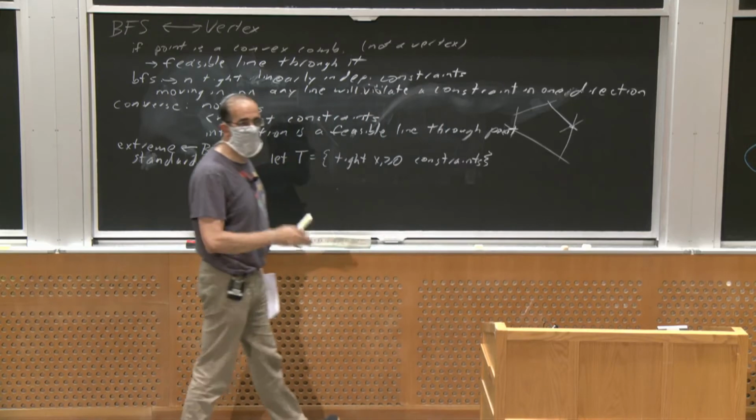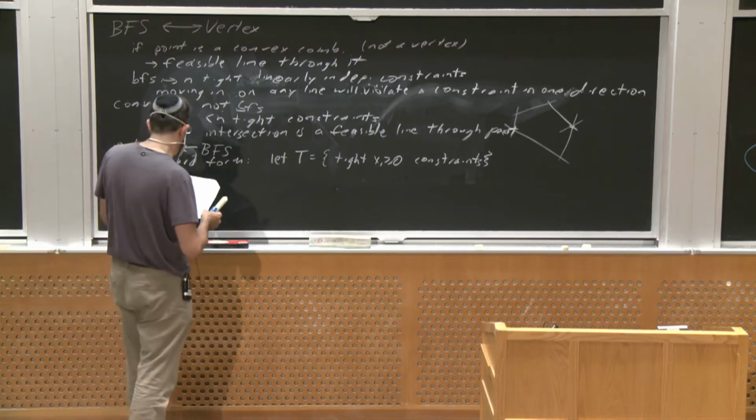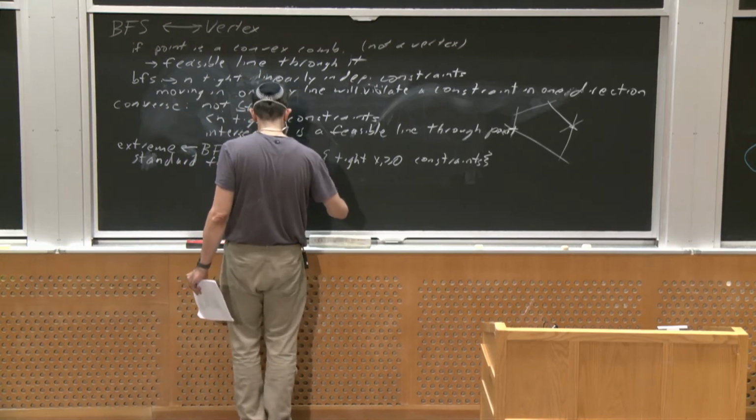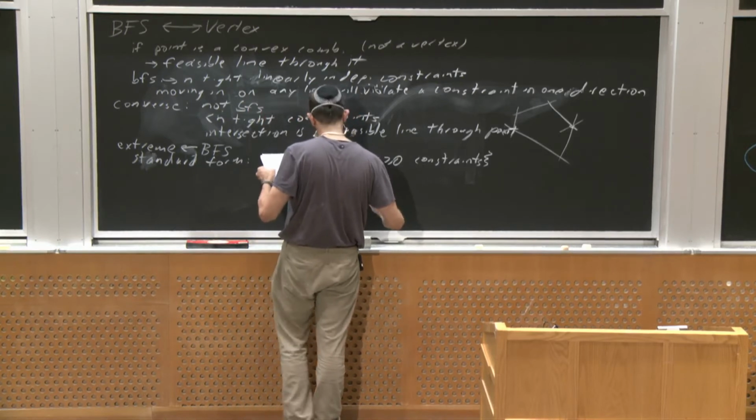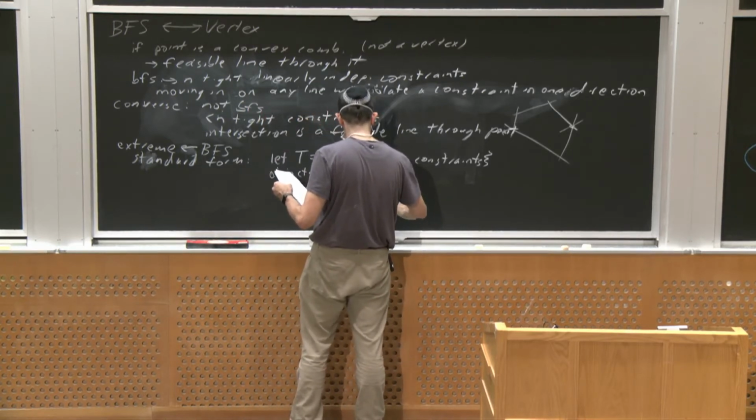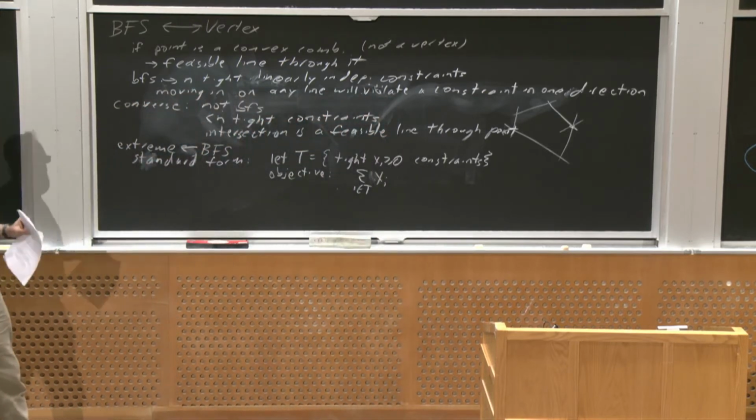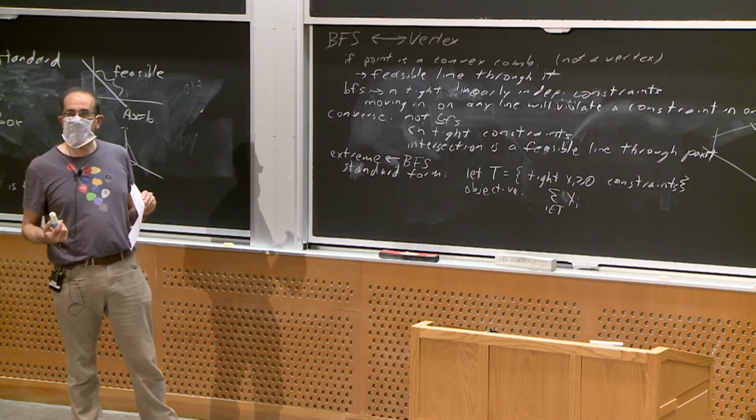So remember, in standard form, you've got the equality constraints, and in addition, non-negativity constraints. The equality constraints are always tight at a BFS, but you also have some of the inequalities tight at a BFS. And then if you set the objective to be the sum of these xi's, then you get a direction for which this basic feasible solution is the unique optimum.